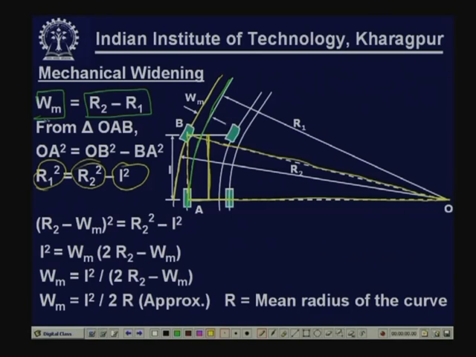Now, R1 again is nothing but R2 minus Wm, where Wm is the extra widening. So, from this basic equation, we find Wm equals L square by 2 R2 minus Wm. This is approximately equal to L square by 2 R, because instead of considering R1 and R2 separately, we now take R as the mean radius of the curve. Therefore, extra widening Wm equals L square by 2 R.